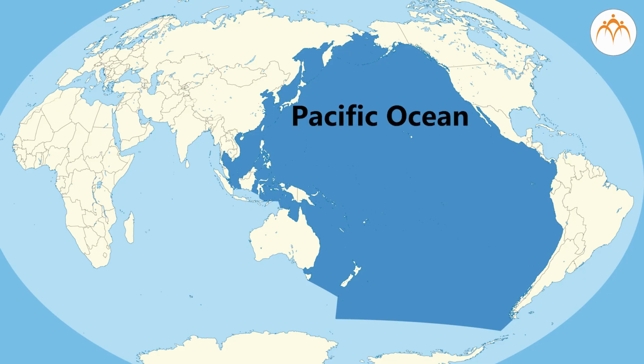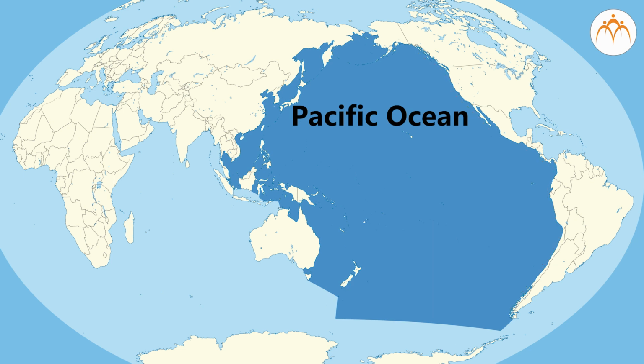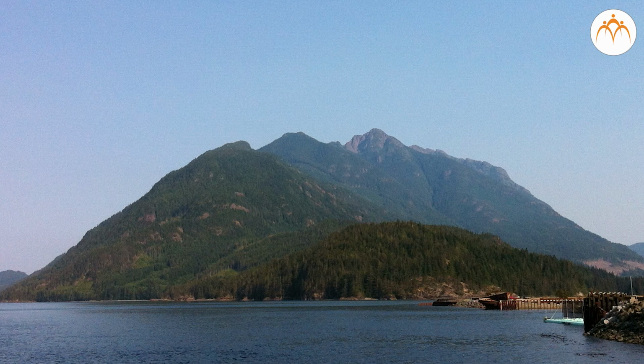The eastern coastal area of the Pacific Ocean has a vast area at the seabed having an average width of 160 to 1600 kilometers and the depth is 1000 to 2000 meters. Whereas the western coastal area's seabed is narrow and has rows of mountains.